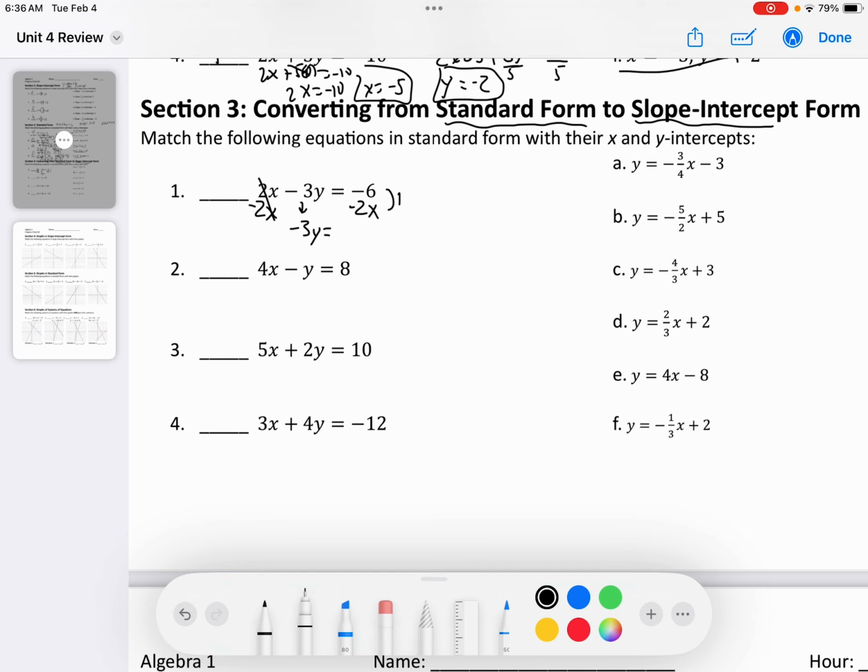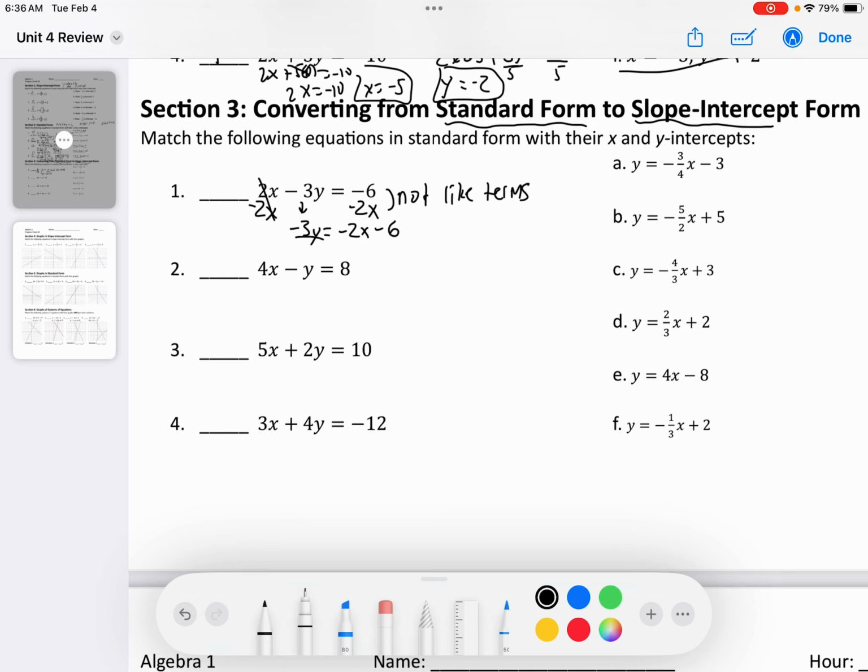These are not like terms, because one of them has the variable x and one of them does not. So these are not things that can actually be combined. And so these two things are just going to be brought down as part of the equation. Negative 2x and negative 6. Then we have negative 3y.